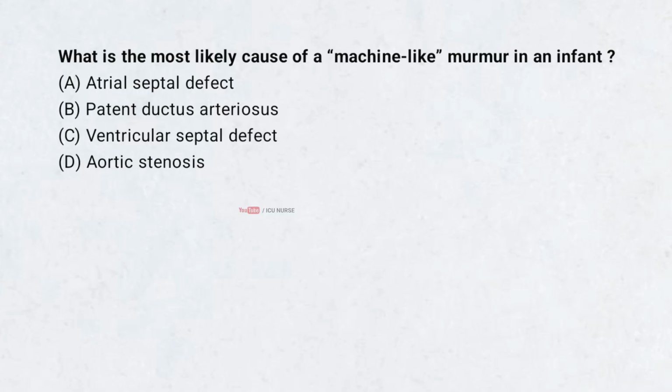What is the most likely cause of a machine-like murmur in an infant? A. Atrial septal defect. B. Patent ductus arteriosus. C. Ventricular septal defect. D. Aortic stenosis. Correct answer B. Patent ductus arteriosus.